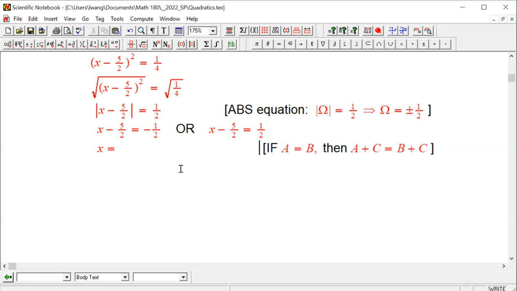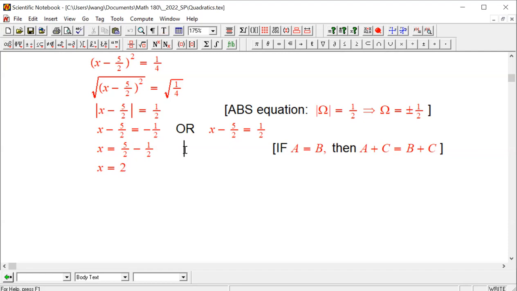So basically it says if this equals negative half and we add 5 half on both sides, then subtract half. And this is going to be 5 minus 1. That's going to be x equals 4 half, right? 4 half, x equals 2. 4 divided by 2 is 2, right?